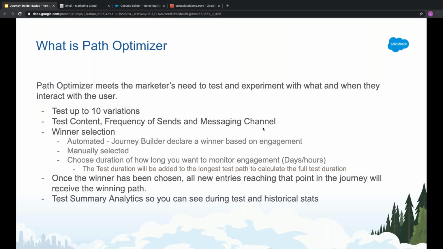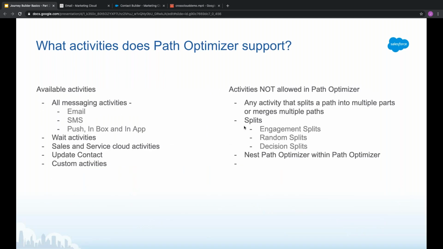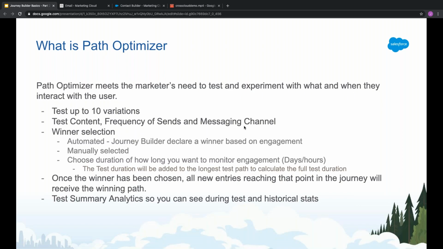You can have the winner selected automatically, or you can manually select it. You can also identify how long you want to monitor the engagement before a decision is made. Once the winner's been chosen, all new entries reaching that point will then receive the winning path moving forward. There's also some test summary analytics that you can see during the test and historical stats.